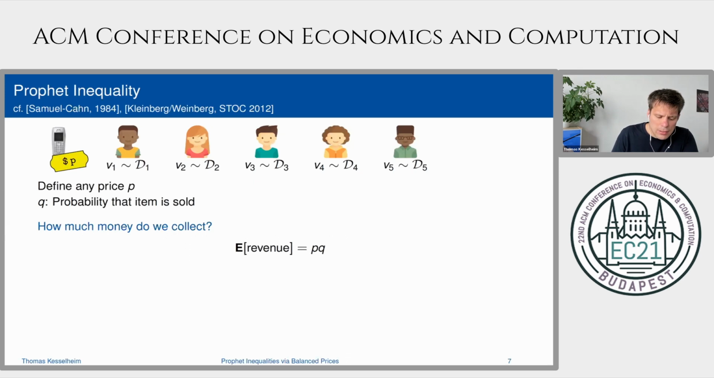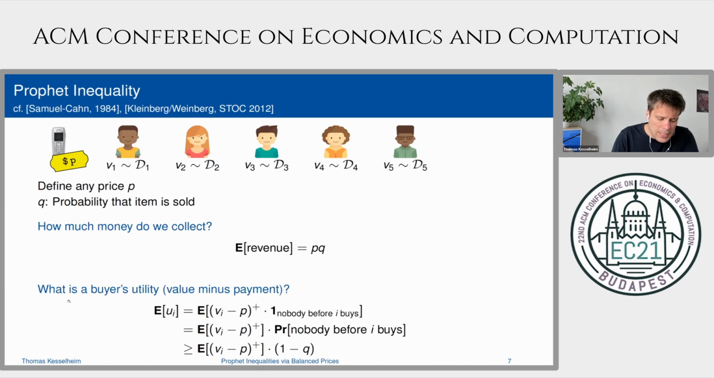And now, how much money would we collect? What would be the expected revenue? It would be nothing but the price times the probability that the item is sold. And what is a buyer's utility? So what's their value minus the payment? In expectation, it's the following. It's the positive part of their value minus the price, but only if nobody before them bought the item.